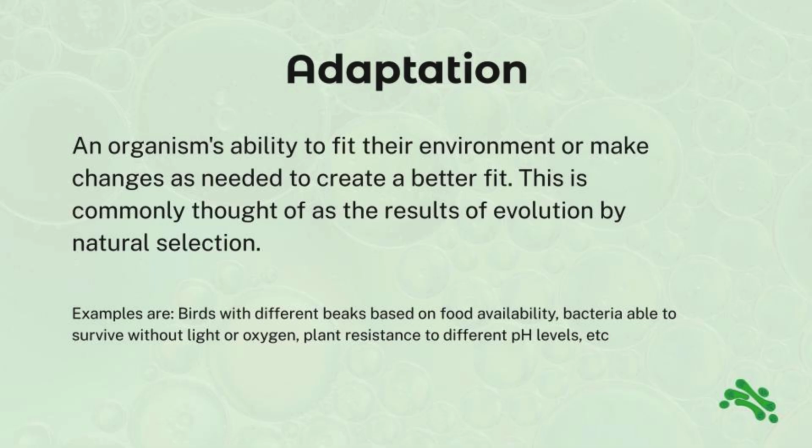All right, next is adaptation. This is an organism's ability to fit their environment or make changes as needed to create a better fit. Now, not every organism always makes changes fast enough. Some organisms still go extinct and things like that. But typically, organisms do have the ability to change over time so that they are better suited for their environments. And these can be things like birds developing different beak sizes for what food is available, or bacteria learning to survive in extreme temperatures or other places.